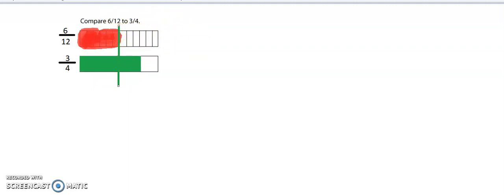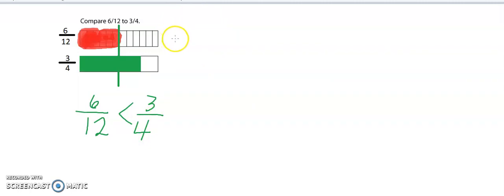So in this case, how we would write this would be 6/12s, would it be less than, equal to, or greater than 3/4? In this case, because it doesn't go as far, it will be less than 3/4. Okay, so that's one way to compare it.